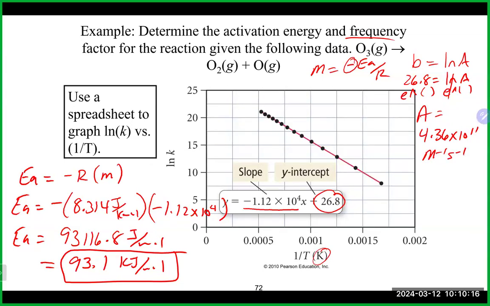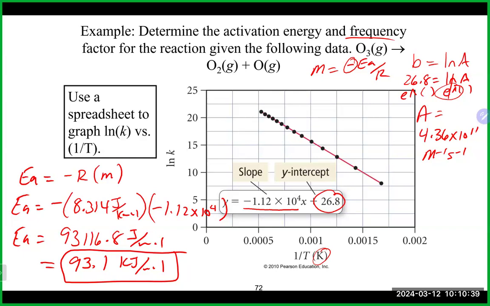The reason for that is when we take the natural log of K, there are no units. But when we take E back of it, we get the same units back. So typically, the frequency factor will have the same units as the rate constant. Any questions on how to graphically do this?